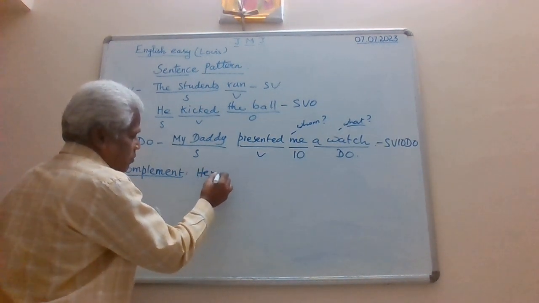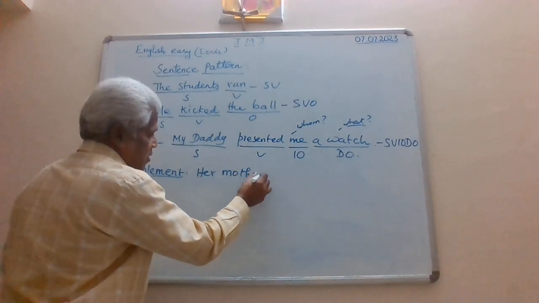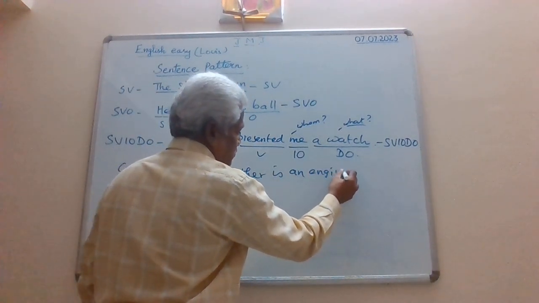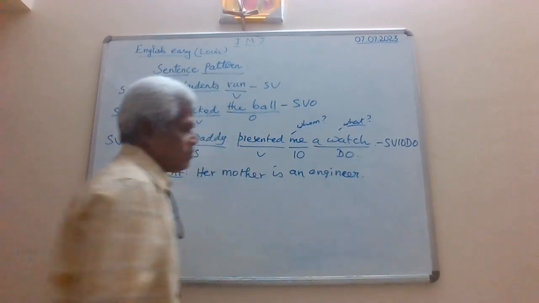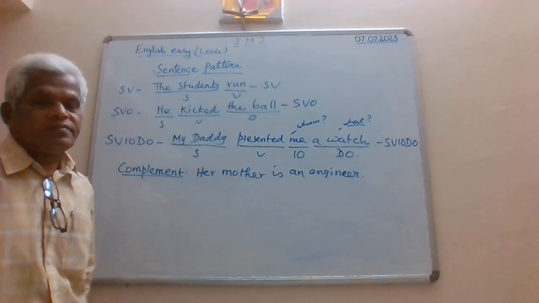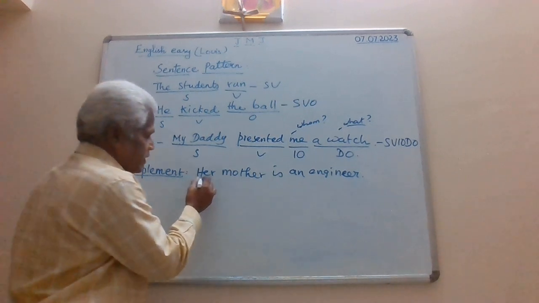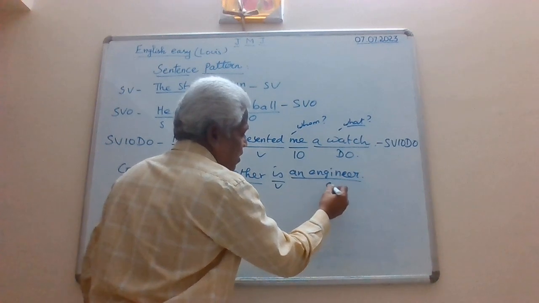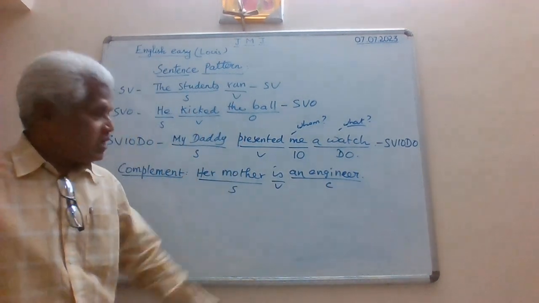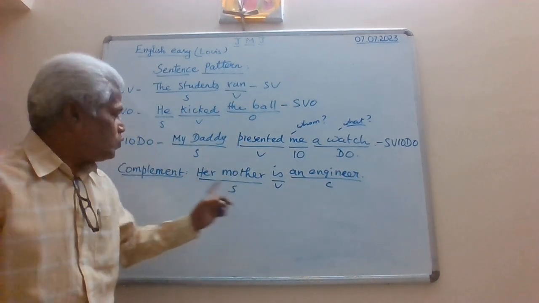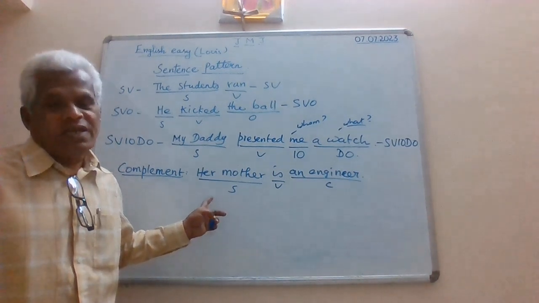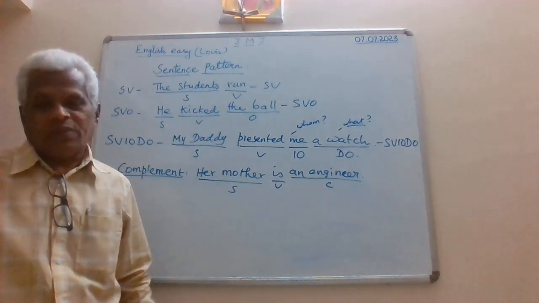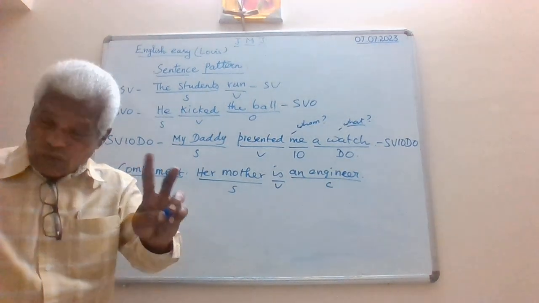Her mother is an engineer. See? Her mother is an engineer. Now your subject is her mother, is is your verb, and engineer is a complement. Now the word engineer tells who my mother is. So therefore, this is a complement. Now there are two complements.